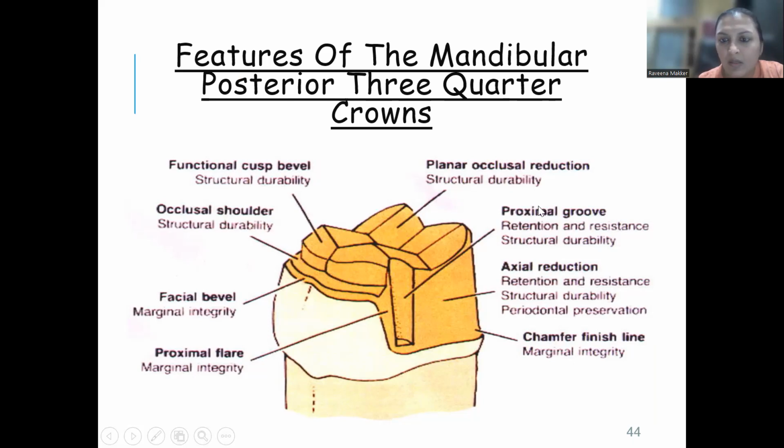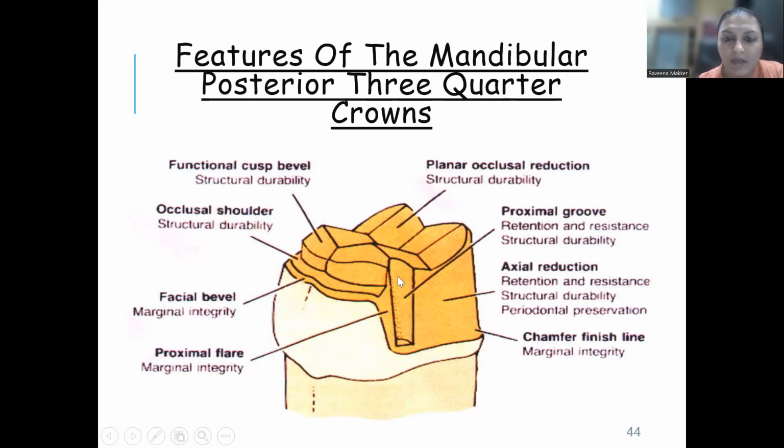Then the proximal and then the axial reduction. The lingual and the proximal axial reduction is done, creating a chamfer finish line. Then proximal grooves are placed on either side, that is the mesial and the distal side of the tooth, parallel to each other, providing retention and resistance as well as structural durability.